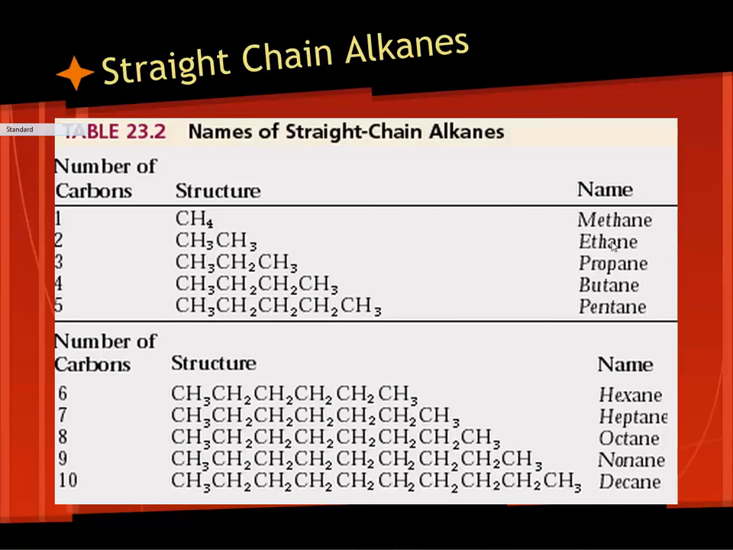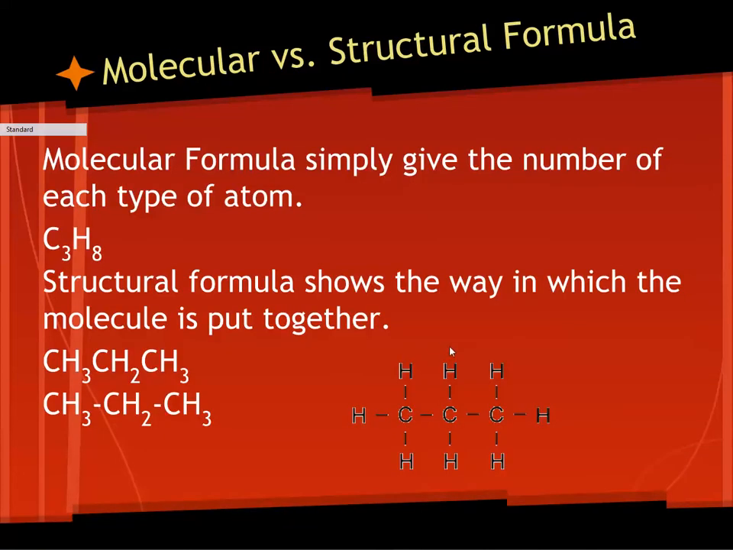So you have methane, ethane, propane, butane is 4 carbons, pentane is 5 carbons. This is where it starts making a little more sense numerically. Hexane is 6, heptane is 7, octane is 8, nonane is 9, and decane is 10. We will occasionally deal with ones longer than 10, but for right now, those are the names I'd like you to be familiar with. So let's look at the molecular formula versus the structural formula.